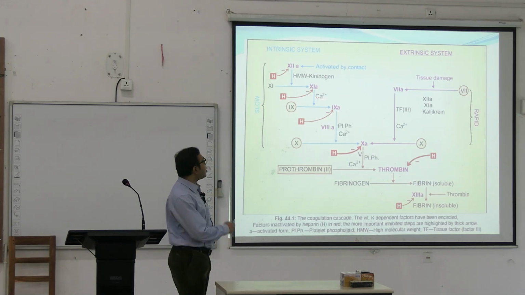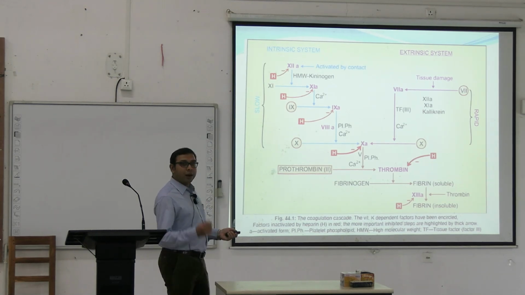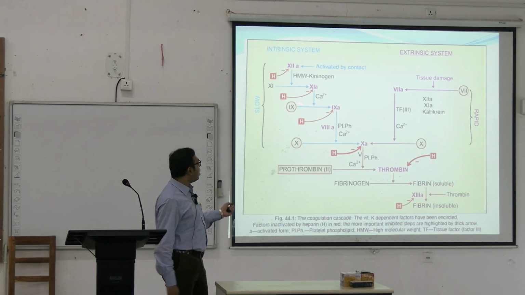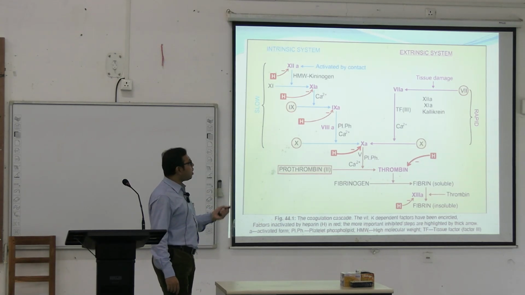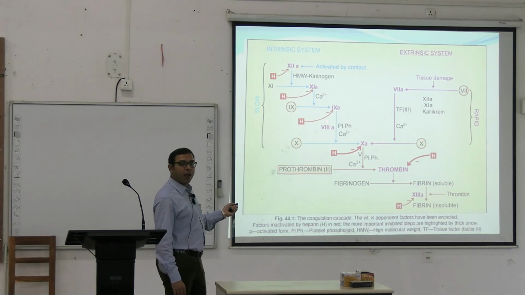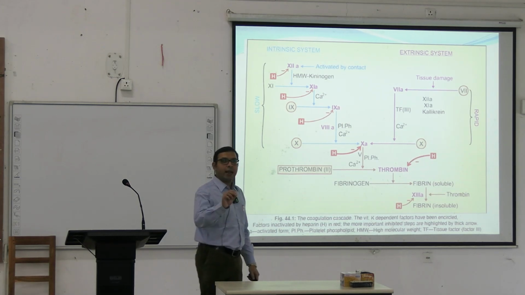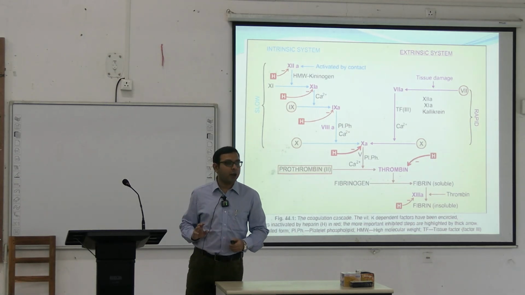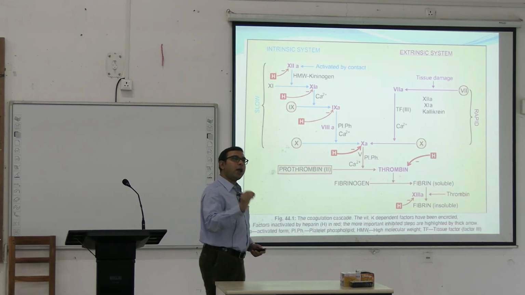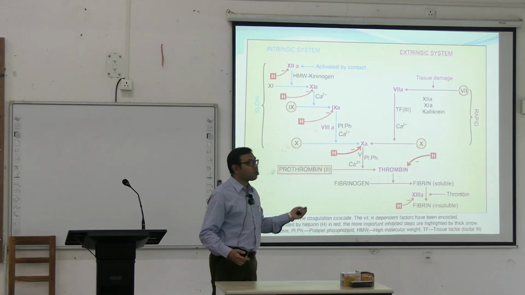In the intrinsic system, you can see factor 12 is converted to factor 12A by high molecular weight kininogen or some glass particles present within the test tube, and that converts 11 to 11A. This 11A, with the help of calcium, converts 9 to 9A, and this 9A, with the help of factor 8, the activated form of factor 8, converts 10 to 10A, and from this the common pathway begins. So from factor 10 the common pathway begins, and before factor 10 there are two pathways, the extrinsic pathway and the intrinsic pathway. So is it clear? So when there is a cut in us, if there is some cut in my hand, there will first be activation of this extrinsic pathway.